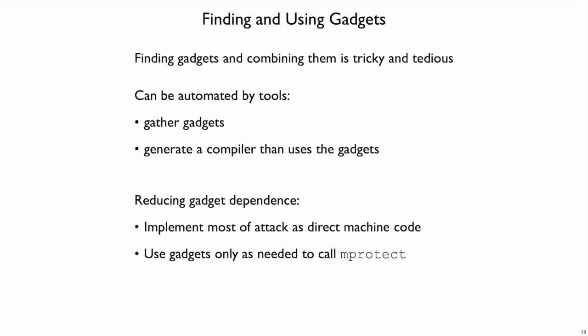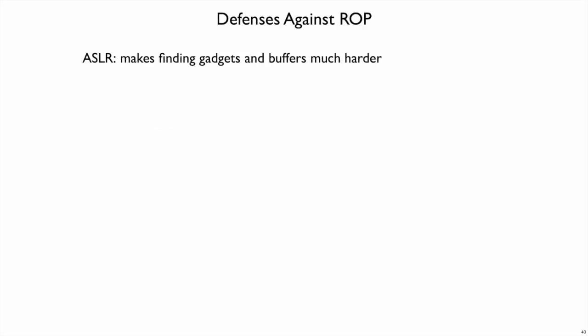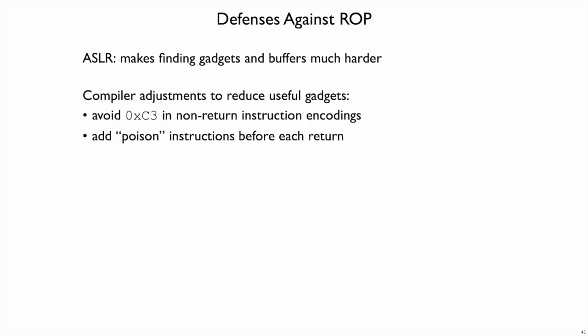So how do we defend against these return-oriented programming attacks? As we've seen, address space randomization does make finding the gadgets and the buffers and getting all the addresses just right much harder. So that's a good first defense.